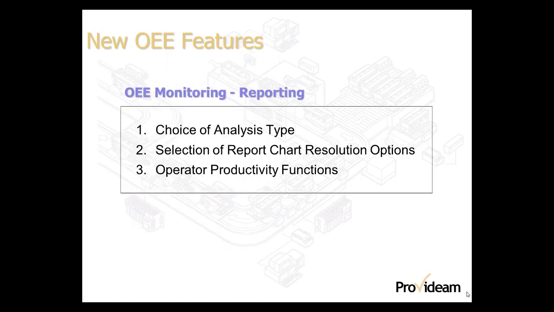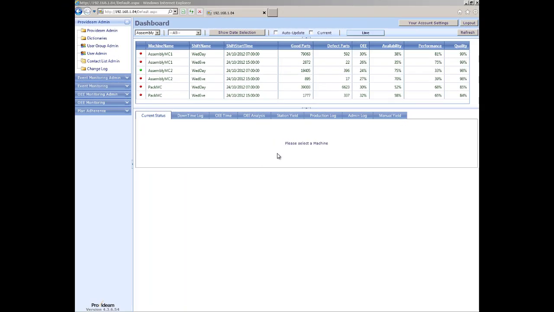So the last thing we want to look at in the OEE monitoring section is reporting. We now have a choice of analysis type, we have a choice of chart resolution, and we have some new operator productivity functions.